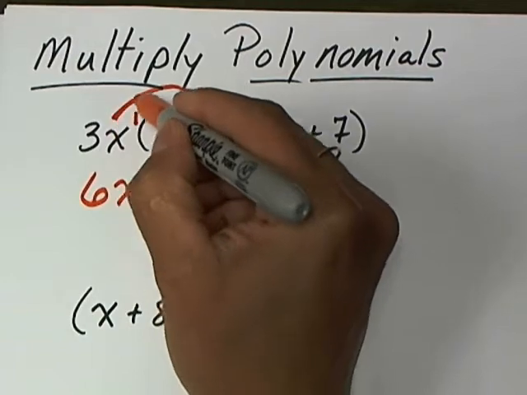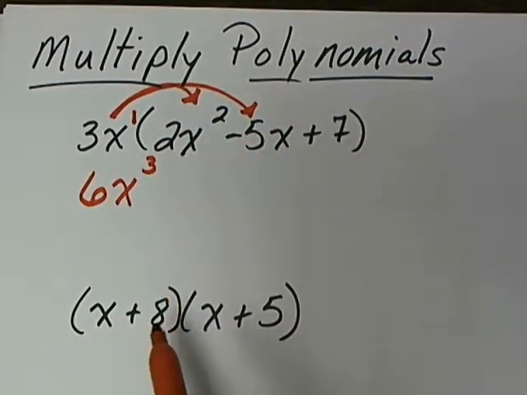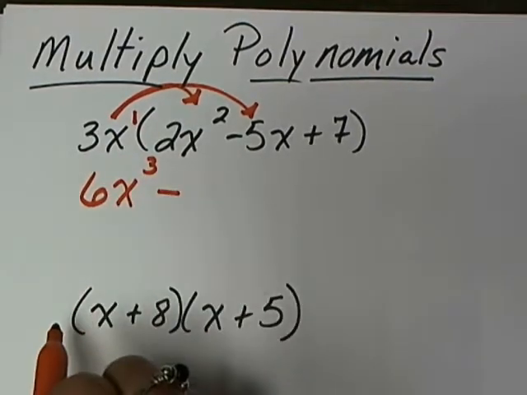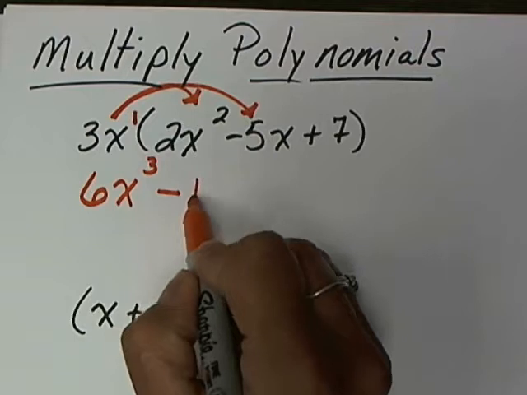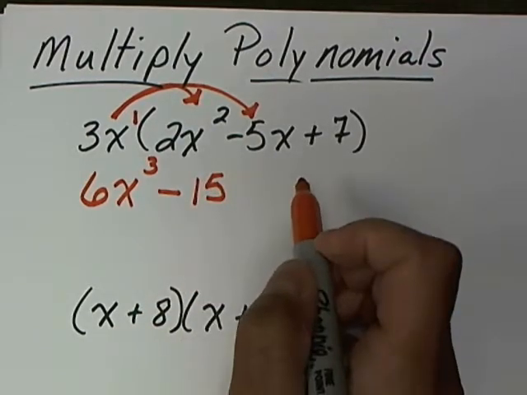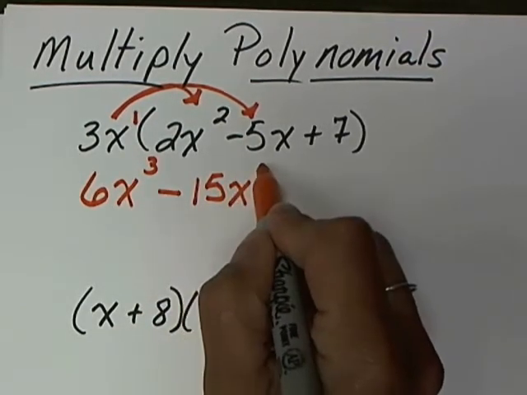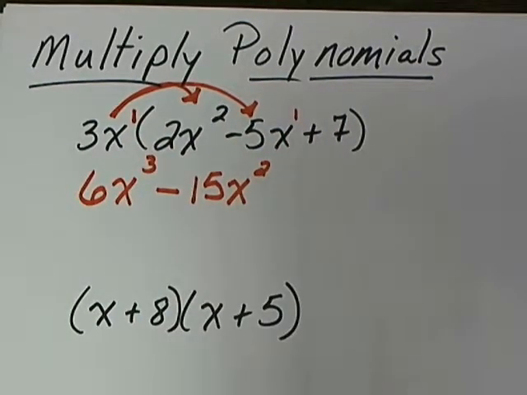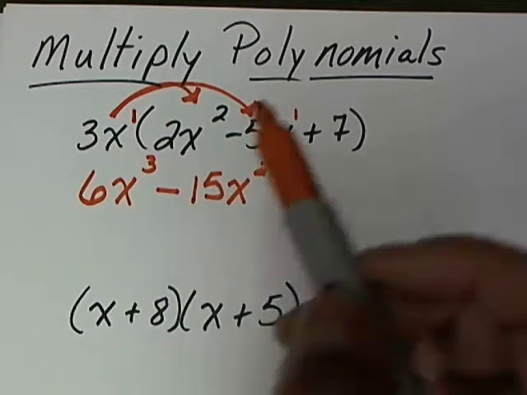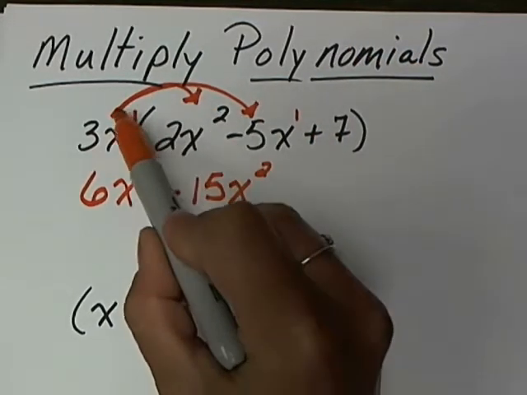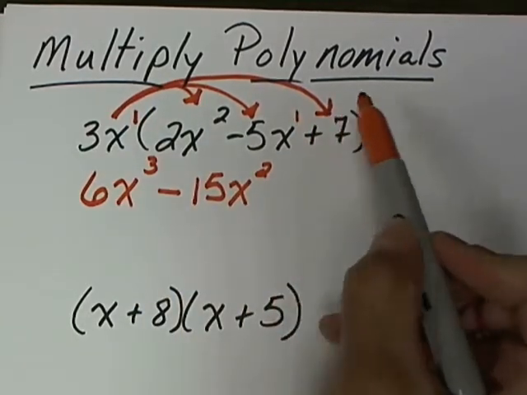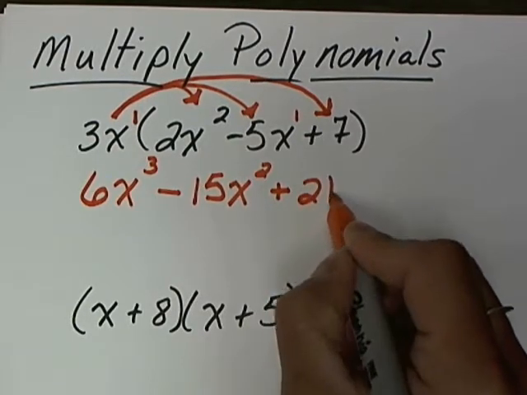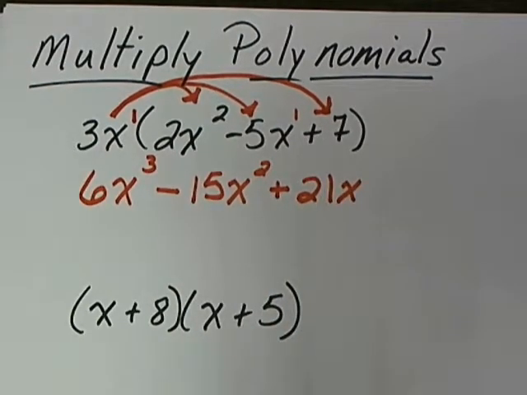Then we take the 3x and we multiply it to the next term. 3x times a negative 5x, positive times a negative will make it negative. 3 times 5 is 15. x times x, anything times itself, is a square, because it's x to the first times x to the first, and 1 plus 1 is 2. And then continue your distributing and take the 3x to the last term. 3 times 7 is 21, and the x comes along for the ride.